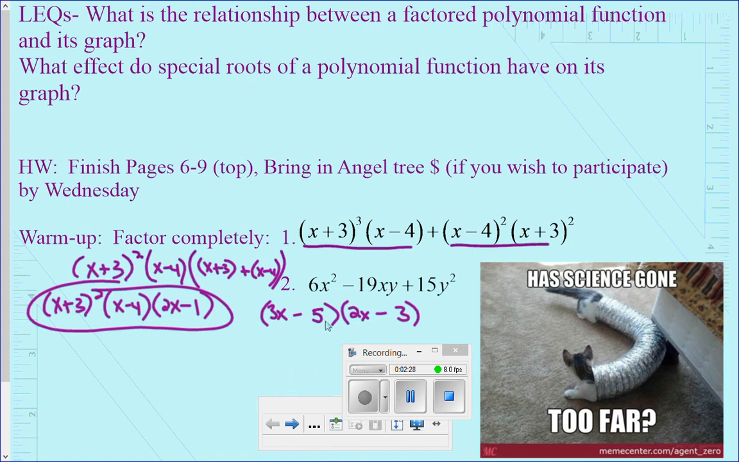It looks like I'm going to need y's as well, because I need the 5y times the 3y to give me 15y squared. So I know I need the y's as well. Plus now I have xy and xy, which will combine to xy. So 3x minus 5y and 2x minus 3y, those are the factors of 6x squared minus 19xy plus 15y squared.